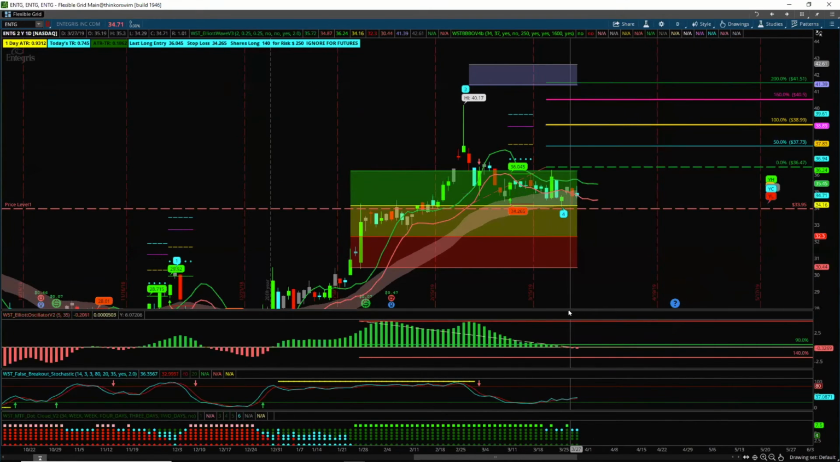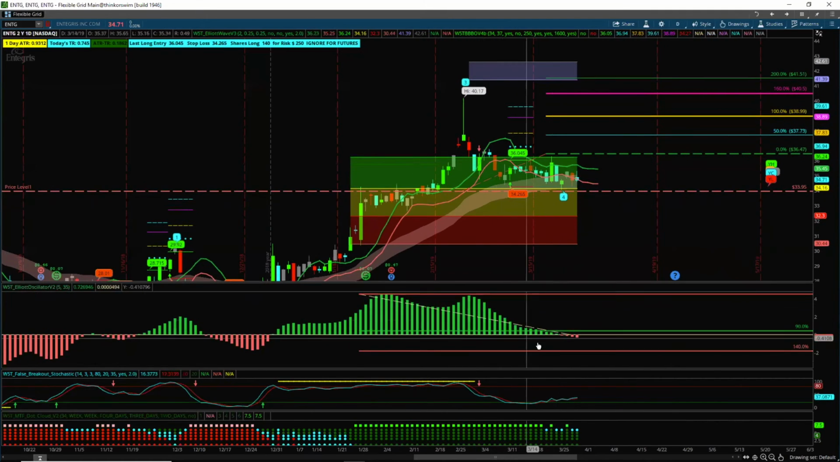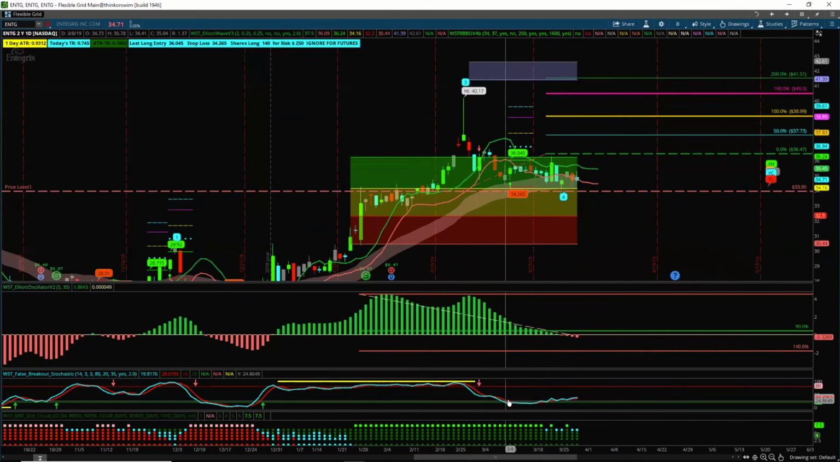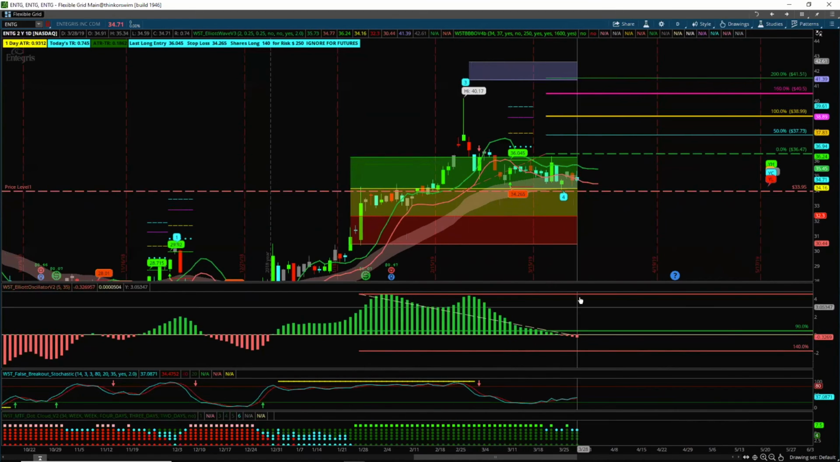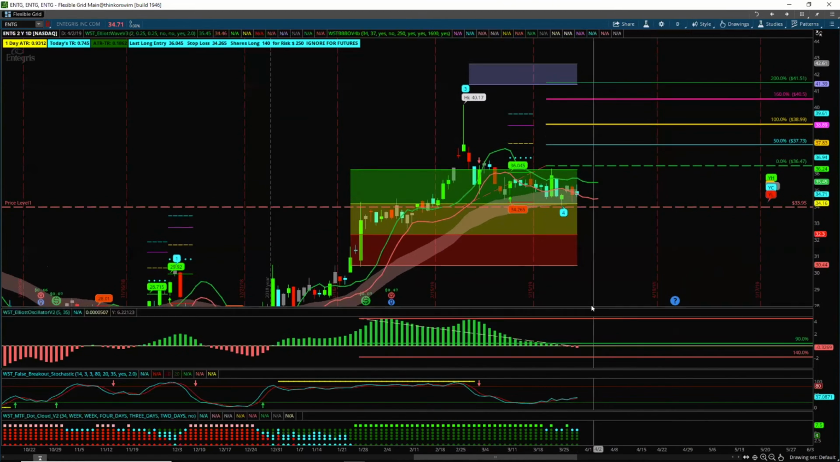Part of our indicator suite are these extra tools, if you like, to look at the performance. 535 is good, stochastic's good, it's pulled back against the false breakout bar, crossed over. Again, simple, repeatable strategy. You just need to repeat it all the time.